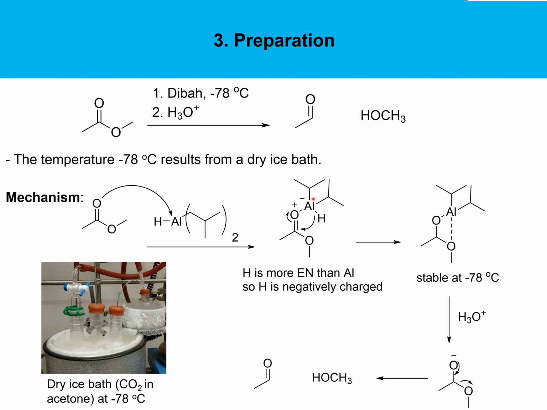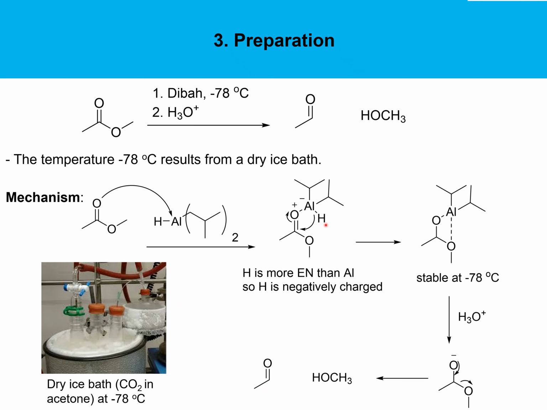That now activates this hydrogen on the DIBAL to be a hydride reagent. The formal negative charge on the aluminum means we're going to transfer most of that negative charge to this hydrogen, since hydrogen is more electronegative than aluminum.